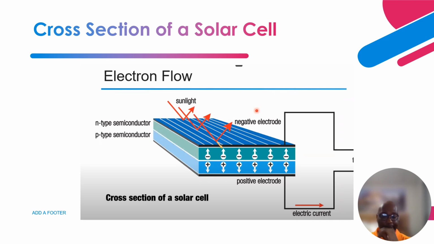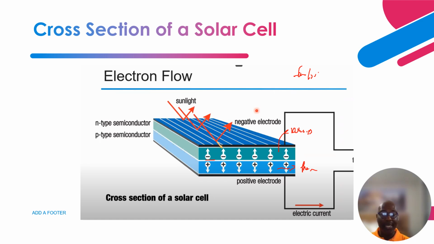Now let's talk about the cross section of the solar cell. The solar cell consists of N-type and P-type, so this is a PN type semiconductor, made from silicon, basically sand. You have the N-type that is negatively charged, and the P-type that is positively charged. The N-type is doped with boron to make it more negatively charged, then the P-type is doped with phosphorus to make it more positively charged.